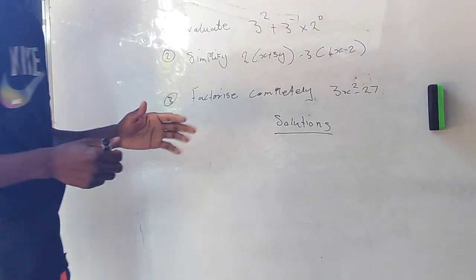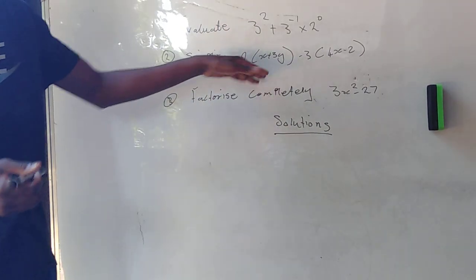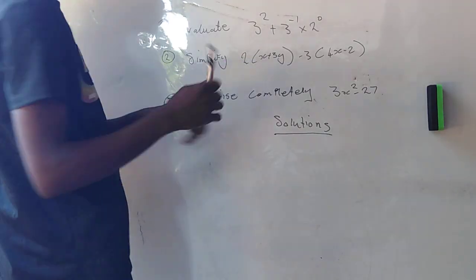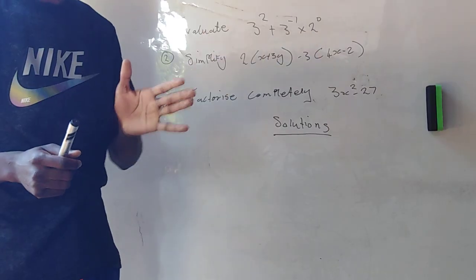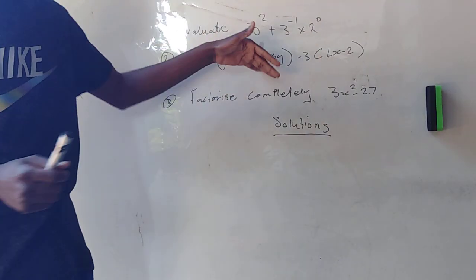Let's look at the second question. The second question is saying simplify. So whenever you're having a number outside of the bracket, that number is going to multiply with everything inside the bracket.